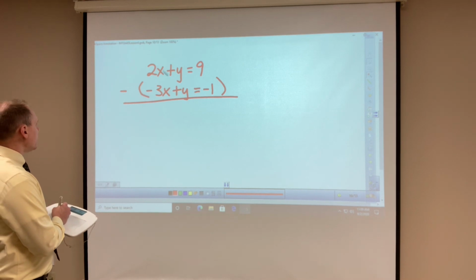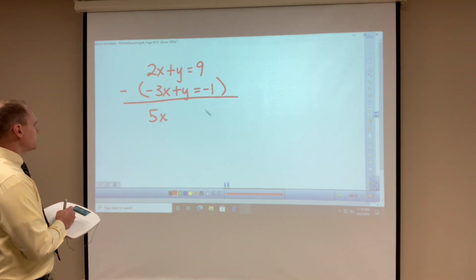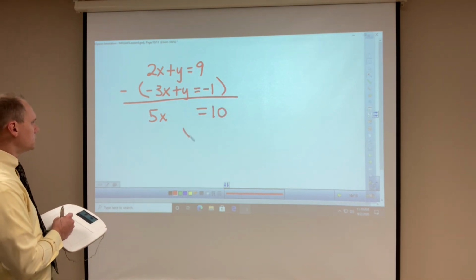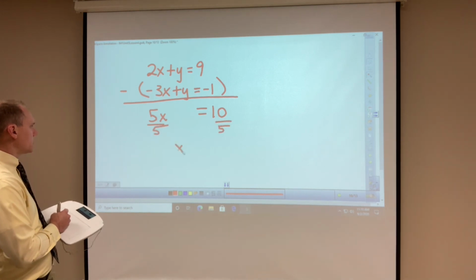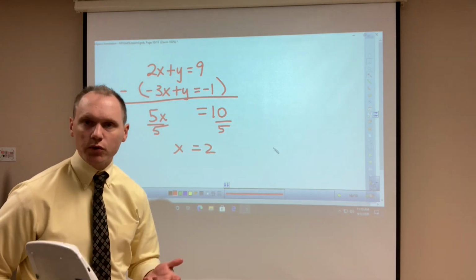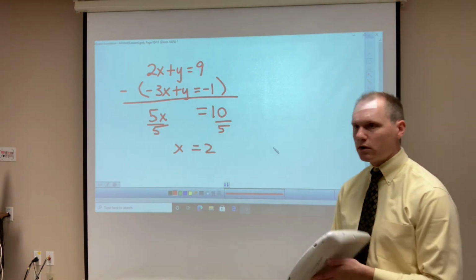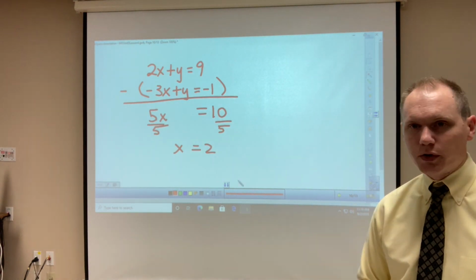So 2x minus a -3x would actually be a +3x. 2x plus 3x is 5x. And then the y's are eliminated. 9 minus -1 would be a +1. So 9 plus 1 is 10. If we divide both sides by 5, we get x is equal to 2. So pretty quick there, right? Even though we could have used substitution fairly easily as well, in this case we could just subtract the two and get our first solution pretty quickly.